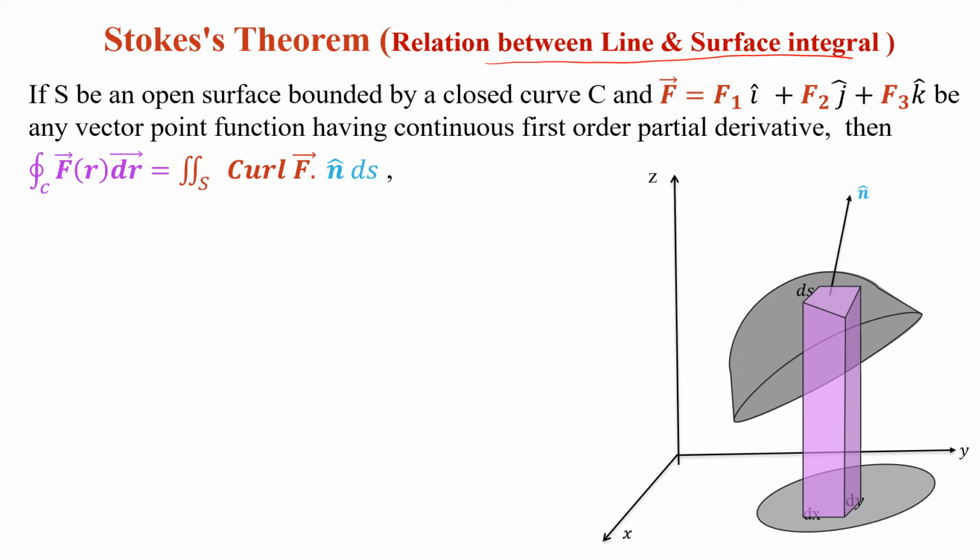Suppose S is an open surface which is bounded by a closed curve C, and we have a vector field, or a vector point function f, that is f1 i, f2 j and f3 k, having continuous first order partial derivatives. Then the line integral of f dot dr is equal to the surface integral of the curl of f dot n ds.